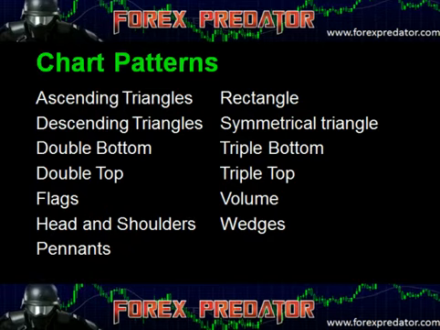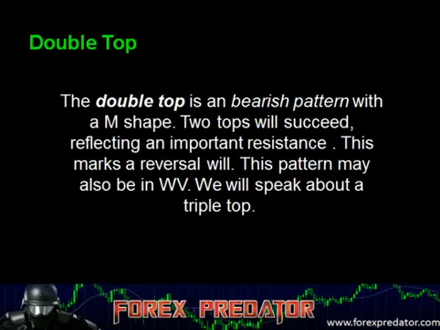So let's discuss our next pattern, the double top. The double top is a bearish pattern with an M shape. Two tops will succeed, reflecting an important resistance. This marks a reversal point in which sellers will overtake the buyers. This pattern may also be in a WV pattern. We'll speak about a triple top later on.